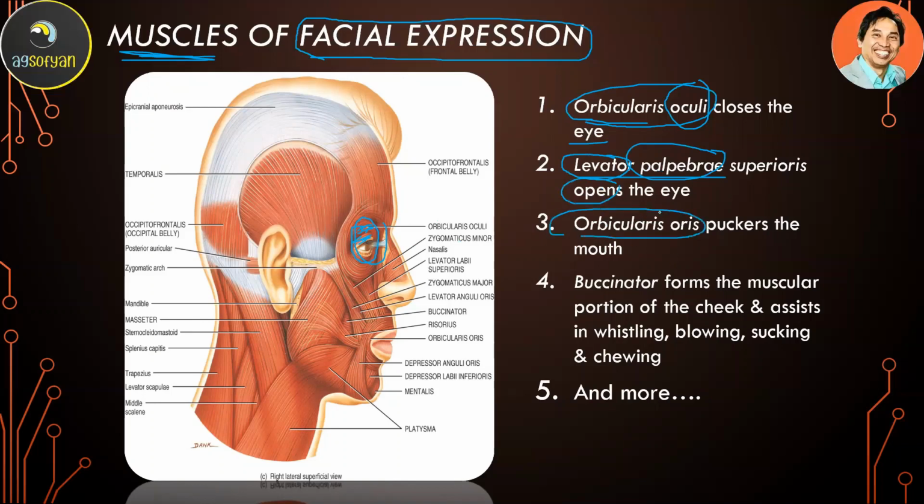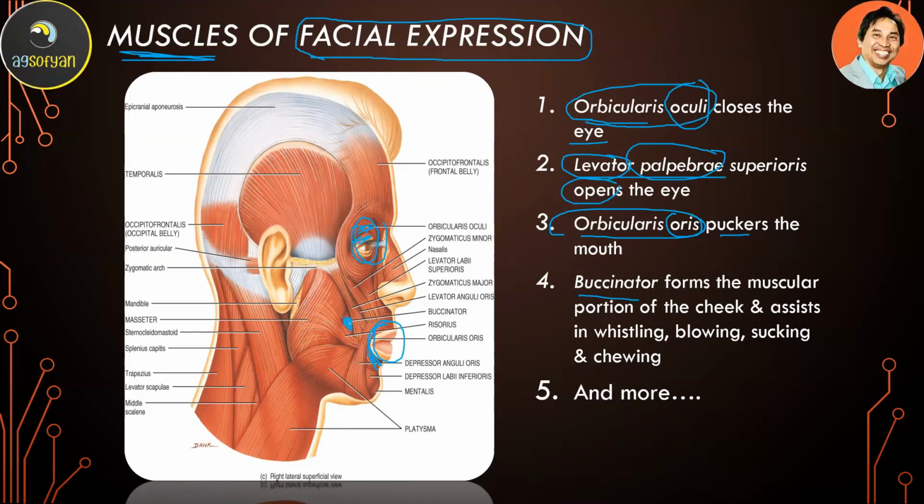Orbicularis oris. Oris means mouth. Orbicularis means circling. So this is the one that circles the mouth over here, for puckering the mouth, kissing, for example. Buccinator muscle. These muscles here in the cheeks over here.